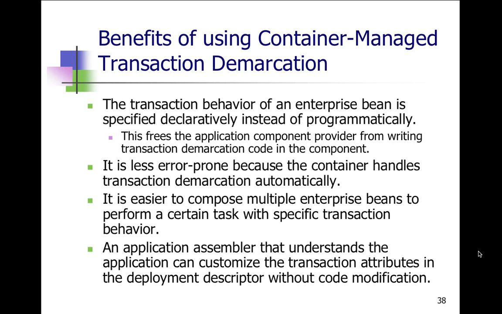So it's less error prone because the container handles transaction demarcation automatically. We don't have to explicitly call it. And it is easier to compose multiple enterprise beans to perform a certain task with specific transaction behavior. An application assembler that understands the application can customize the transaction attributes in deployment descriptors without any code modification.